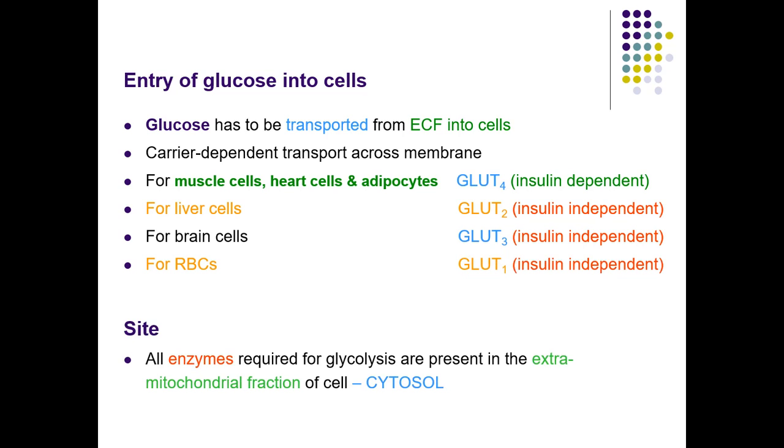Now, what are the different sites where glycolysis takes place? All the enzymes required for glycolysis, 11 different enzymes, are present in the extra-mitochondrial fraction of the cell, which is called the cytosol. Inshallah, in the next lecture we will discuss the detailed cascade of reactions in glycolysis, how the glucose molecule is broken down and how the different products are formed with the help of certain enzymes.